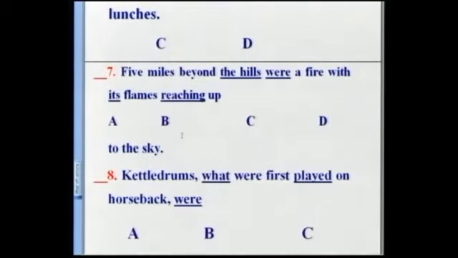Let's look at number 7. Five miles beyond the hills where a fire. It's right that the verb came before the subject because I have a phrase of place. Where a fire with its flames reaching up to the sky. It's correct that the verb comes first, but it's wrong because I say "where a fire"; no, it's "was a fire." Was a fire, because it's singular.